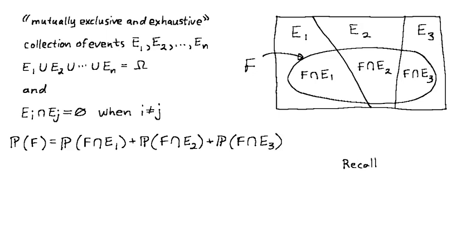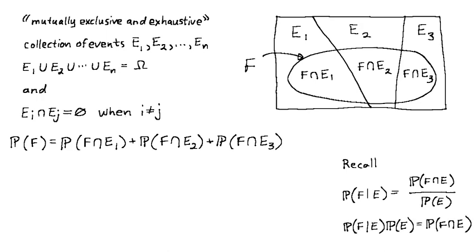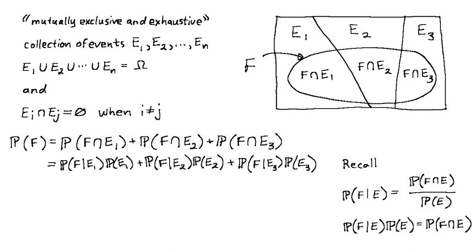As an aside, note that we can rearrange our formula for conditional probability to express the probability of the intersection of two events like this. Building on this insight, we can say that after it has been decomposed, the probability of F can be written using conditional probabilities as follows. What we've just discovered is called the law of total probability.